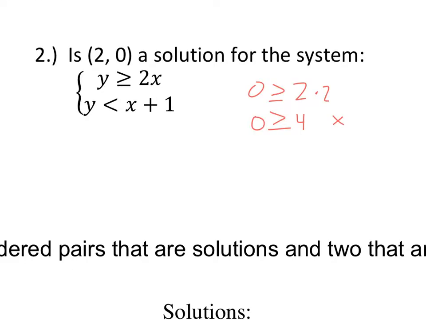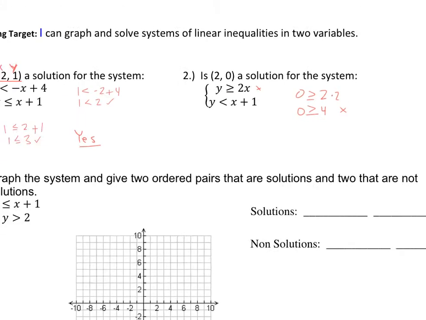So as you can see, I didn't have to go very far in doing this solution because when I plugged 0 in for y and 2 in for x, it yielded 0 is greater than 4, which is not true. So right away, it's not a solution for the very first inequality. Therefore, it can't be a solution for the system. I don't even have to plug it in to the second inequality.